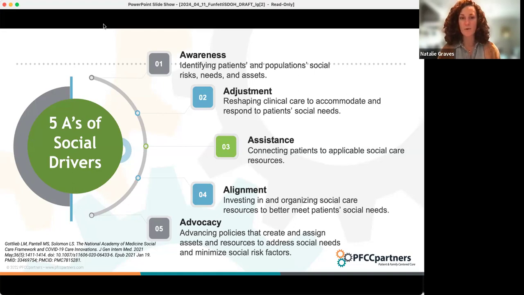And then advocacy is more upstream. What can your organization do as a pillar in your community, as an anchor institution in your community to affect change?